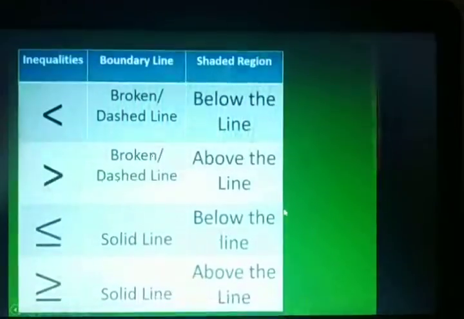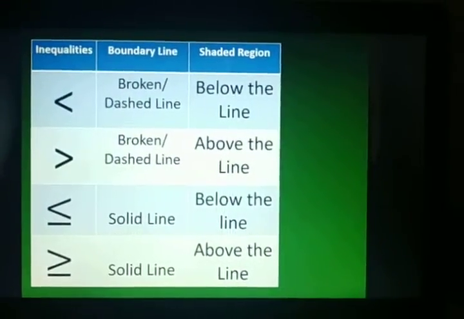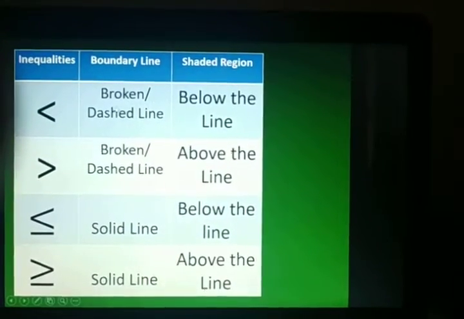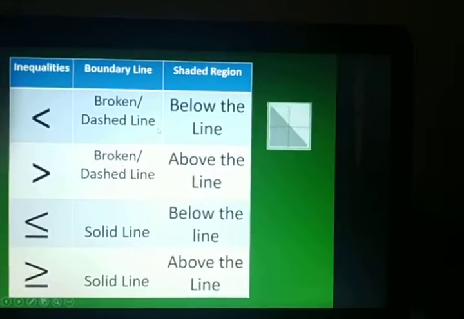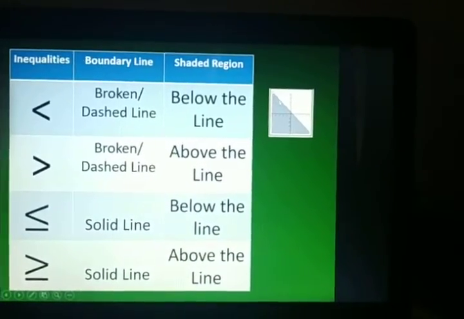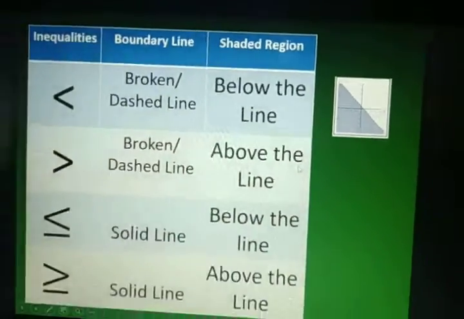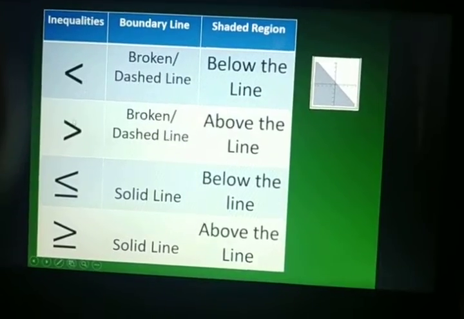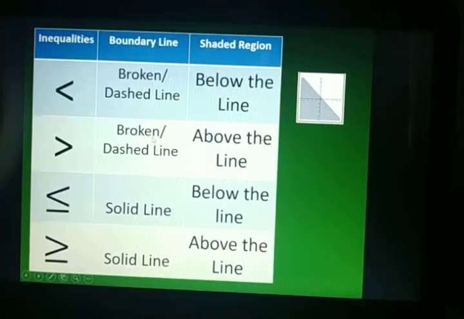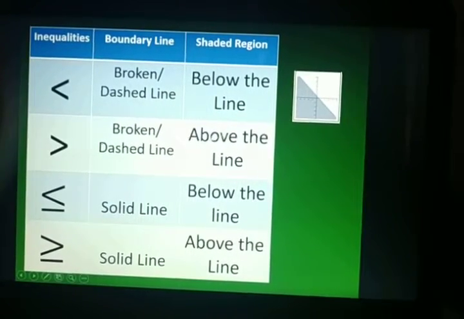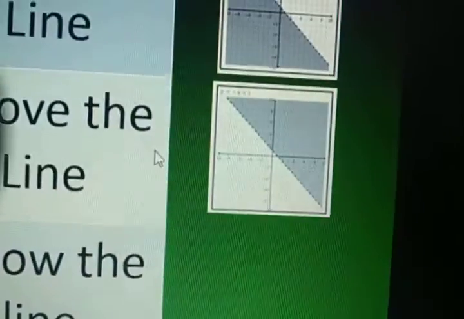Here is a summary of the four inequality symbols, their boundary line and the shaded region. Less than sign, use broken or dashed line. The shaded region is below the line and it looks like this. Broken na siya, class. Next, kung greater than naman, the boundary line is a broken or dashed line and the shaded region is above the line. Example naman ay tsura niya. Broken man na ha. Broken.